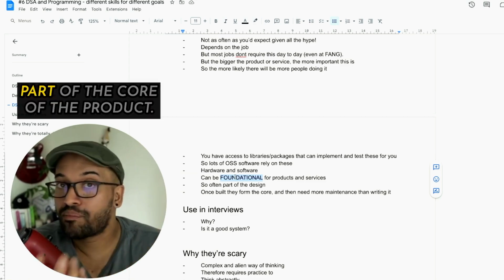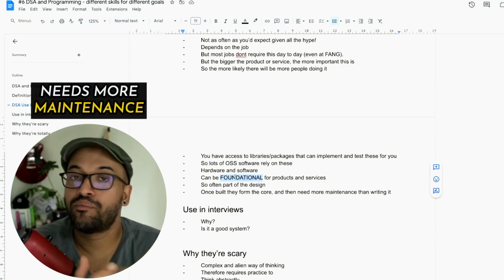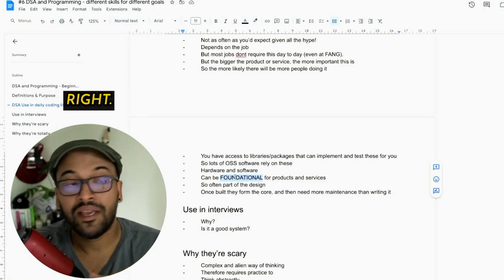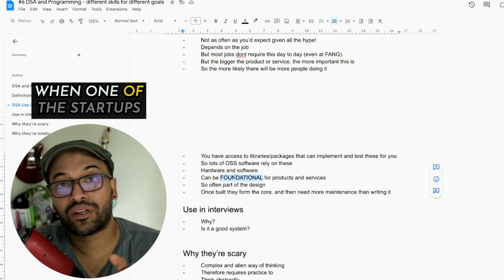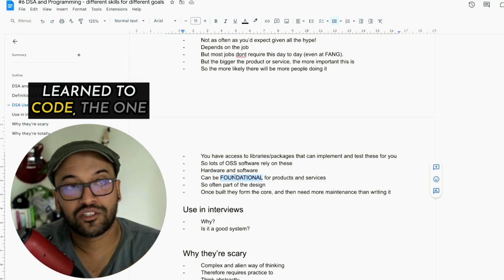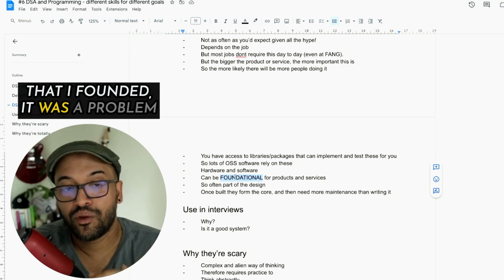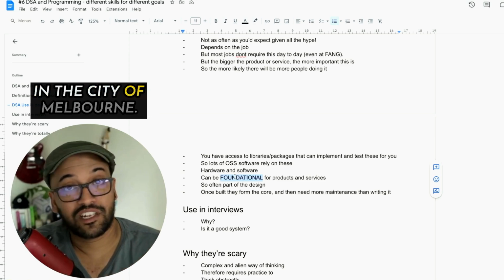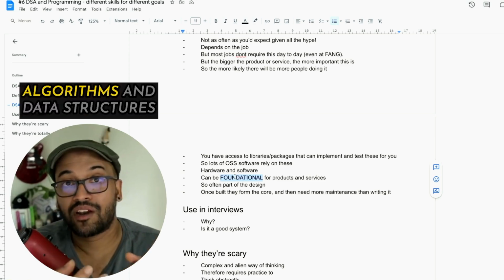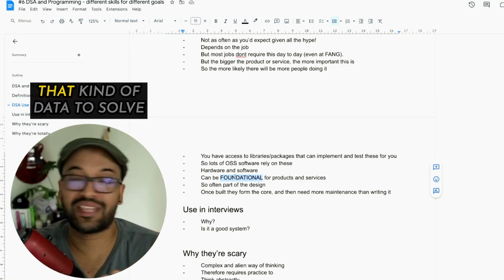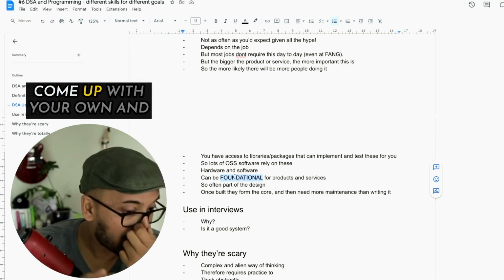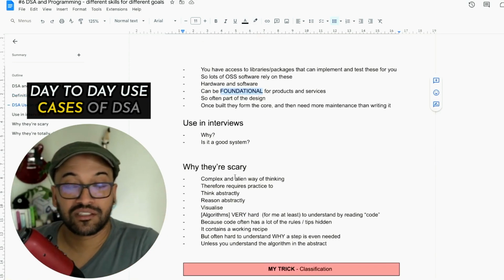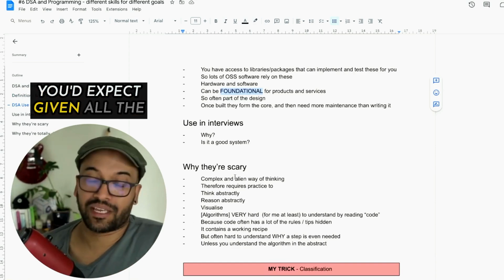Now, once they're built, they form part of the core of the product. And then after that, it needs more maintenance and use in other parts of the code rather than actually writing the algorithm and data structure, right? Sometimes when you're inventing a problem, like in one of the startups that I worked on before I learned to code, the one that I founded, it was a problem around parking, finding street parking on public streets in the city of Melbourne, and we had to come up with some of our own algorithms and data structures for efficiently working with that kind of data to solve that problem. So sometimes you'll need to come up with your own and understand the trade-offs and things like that. Okay, so those are the day-to-day use cases of DSA, and it's not as day-to-day as you'd expect given all the hype around it.